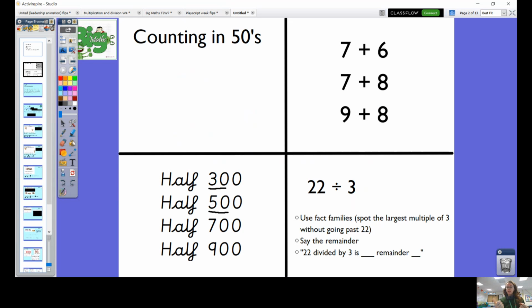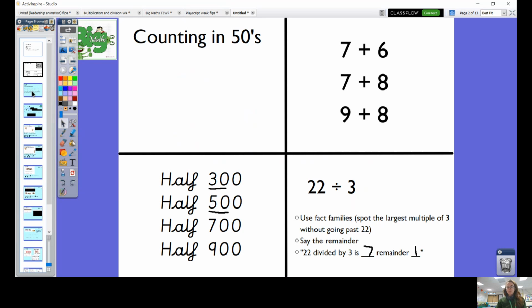Here we go. 3, 6, 9, 12, 15, 18, 21. I can't do another one because that doesn't fit in. So I've got 7 lots of 3 I've counted up to, and I've got 22 that's in the question. I only got up to 21, so that's 1 remainder. So the answer would be 22 divided by 3 is 7 remainder 1. And next time we do our big maths, I'd like to see if you can do that one yourself.